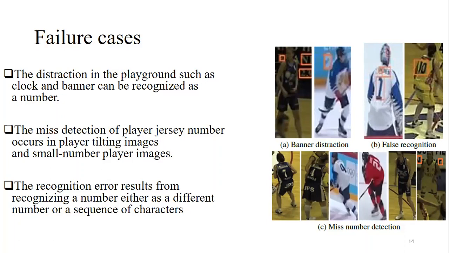The third reason for failure cases is recognition error. The recognition errors result from recognizing a number either as a different number or as a sequence of characters, as shown in subfigure B. The leftmost image in subfigure B, with the number on the player's shirt, can be recognized as a 7 instead of 1, and the rightmost image in subfigure B, with the jersey number 10, can be recognized as 2.